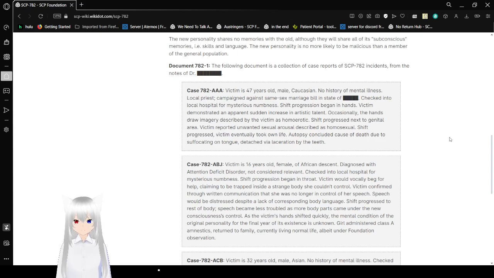Shift progressed to the genital area. Victim reported unwanted sexual arousal described as homosexual. Shift progressed. Victim eventually took their own life. Autopsy concluded cause of death due to suffocation on tongue, detached by ulceration by the teeth. So a homophobic priest got a taste of their own medicine and couldn't handle it.